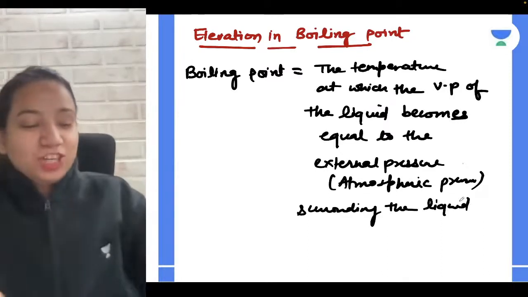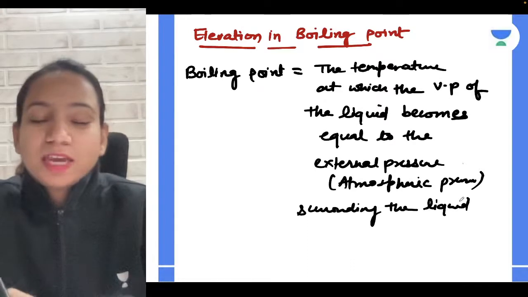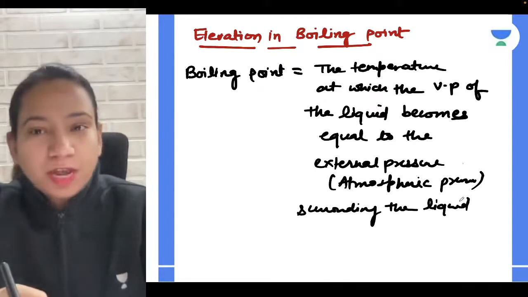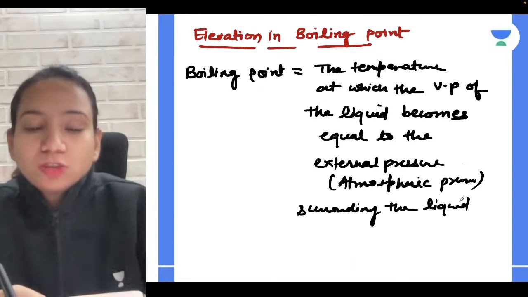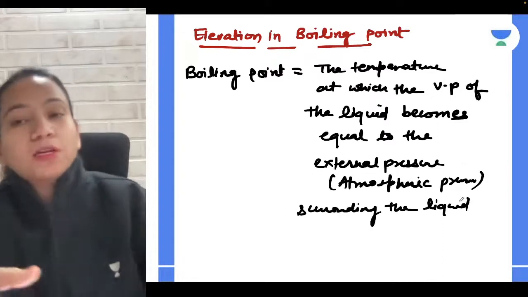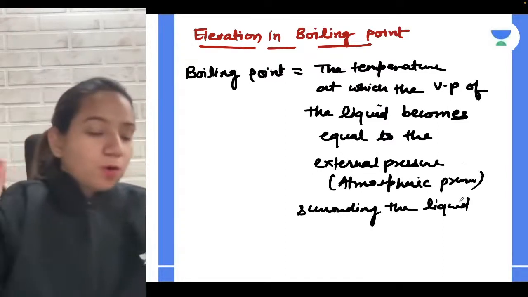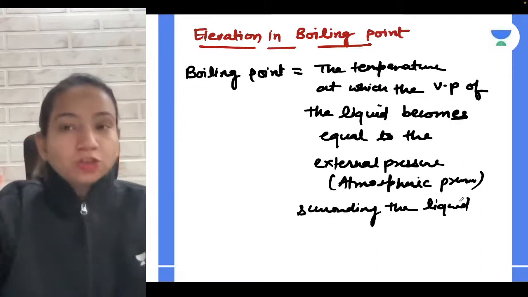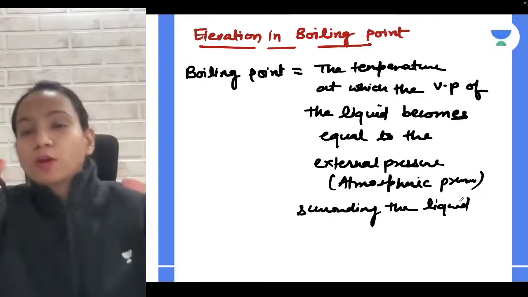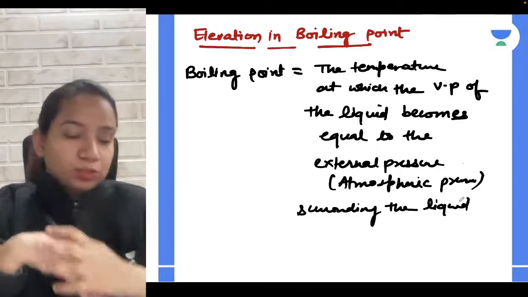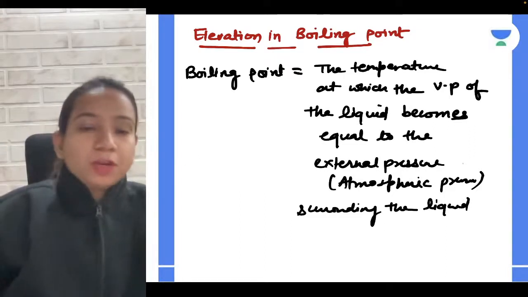In general, most people just say it's the temperature at which a liquid boils, right? This is also correct to an extent, but all of you should know that technically, the boiling point is the temperature at which the vapor pressure of the liquid becomes equal to the external pressure. Okay, very good.